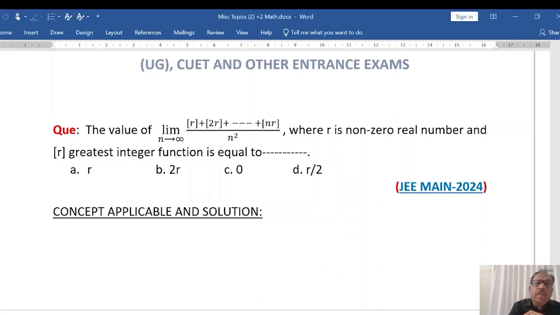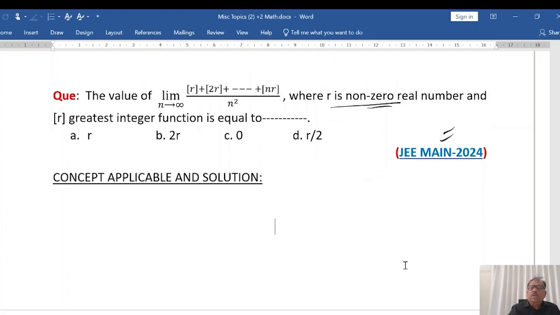Question is, the value of limit n tends to infinity of greatest integer function of r plus greatest integer function of 2r up to greatest integer function of nr, divided by n square, as n tends to infinity, where r is a non-zero number. We have to find the value of r. Question is taken from JEE Main 2024. Concept applicable in this case is, question is very simple.